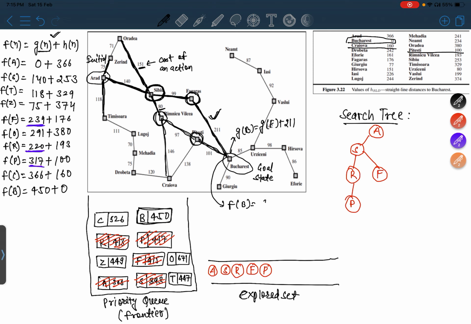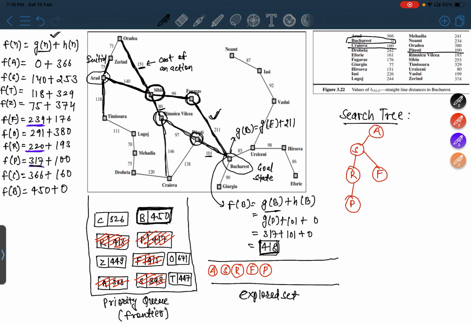तो f of B क्या होगा? g of B plus h of B, which will be, यहाँ पे g of P क्या होगा? Since it is explored through P, it will be g of P plus जो cost है 101 plus h of B which is 0. तो g of P क्या है यहाँ पे? g of P is already given 317 plus 101 plus 0 which is 418. And we realize this कि this is better cost, right? That means कि we have found a better path to B through P.